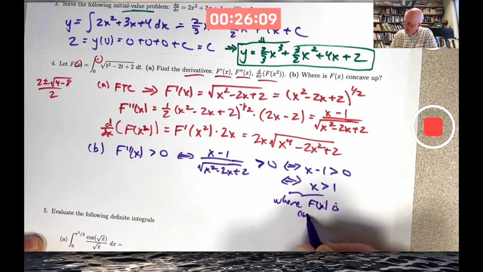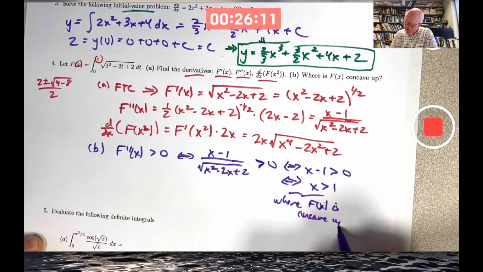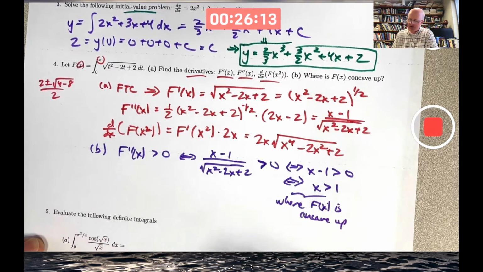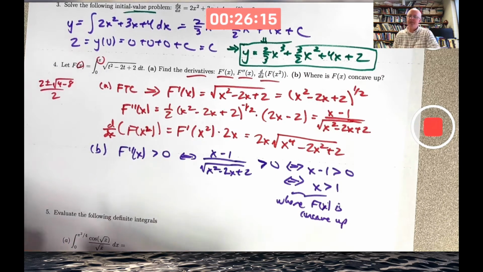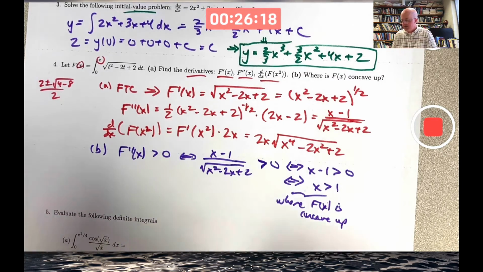Now we're not going to try to draw the graph of f of x, and in fact it would be difficult to do without your calculator because it's defined in terms of an integral. But I will tell you, if you can use technology ultimately to graph it, you would see it's concave up when x is bigger than 1, and concave down when x is less than 1. On to the next problem.